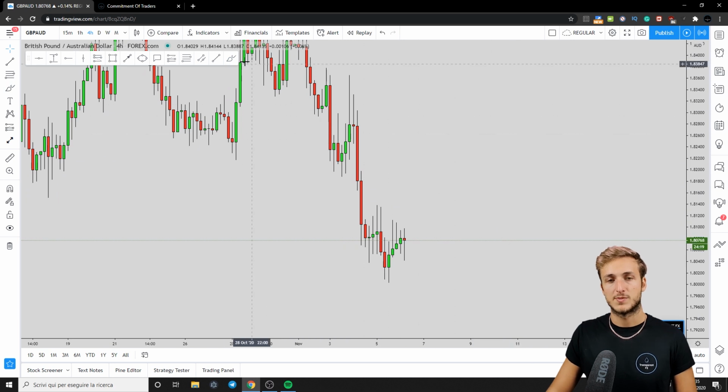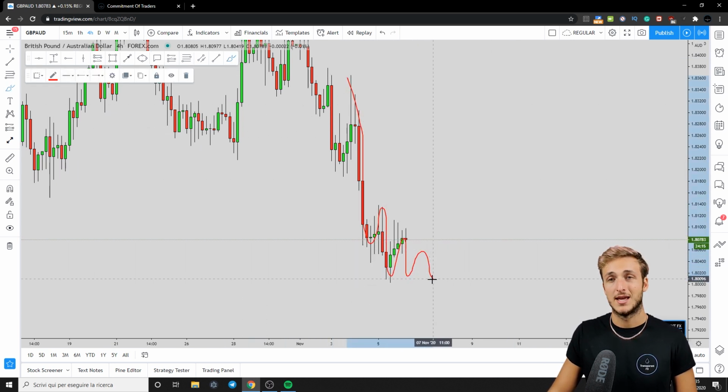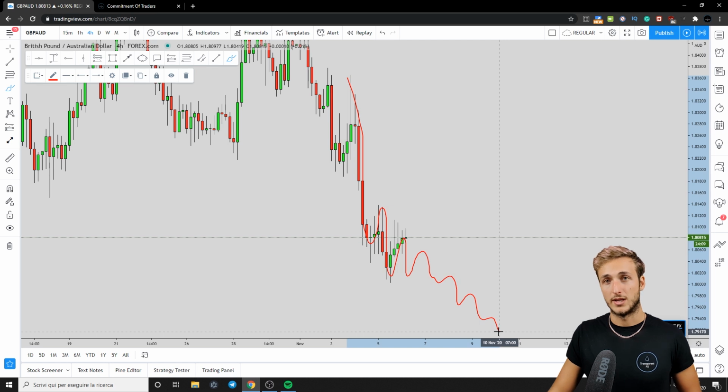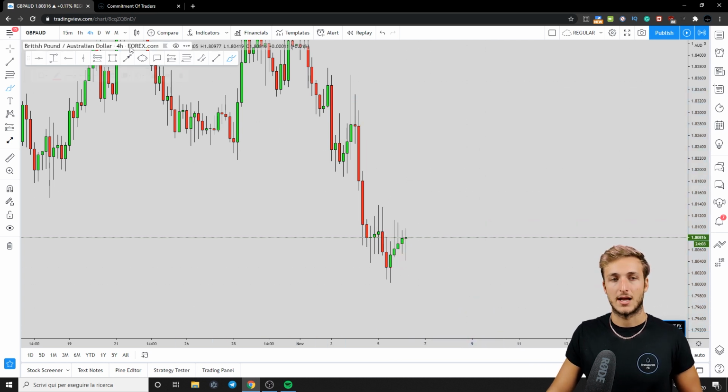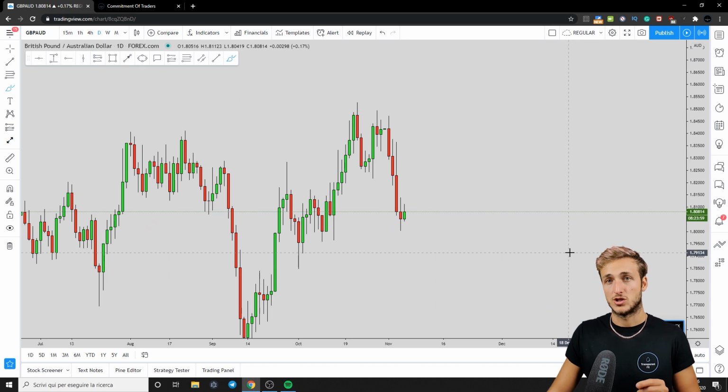Now, from a 4-hour perspective, we can see that at the moment, the bearish momentum that the market has is still quite strong. And if everything remains as it is right now, the market will easily continue to the downside and continue to create lower lows and lower highs. So at the moment, we cannot be looking for any kind of longing opportunities. However, this might change in the future.